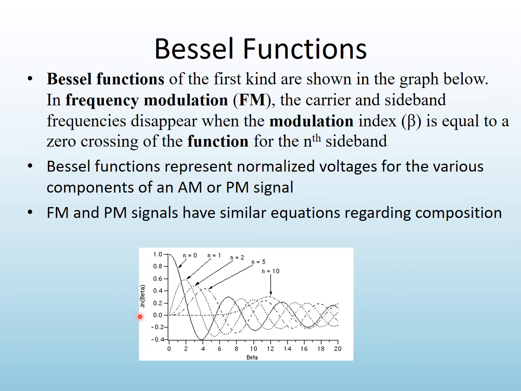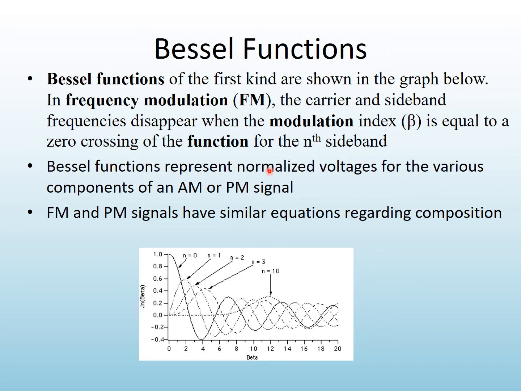This is your Bessel function denoted as Jn. It is a function of beta, and these are the beta values. Beta takes values from 0 to 4 up to 20 as given. So it depends upon the sideband. For n equal to 0, we can have a maximum, and when the sideband order increases, you can see that the function deteriorates. So as the frequency increases, the number of sidebands increases. For the higher sidebands, you have a smaller value of the Bessel function.